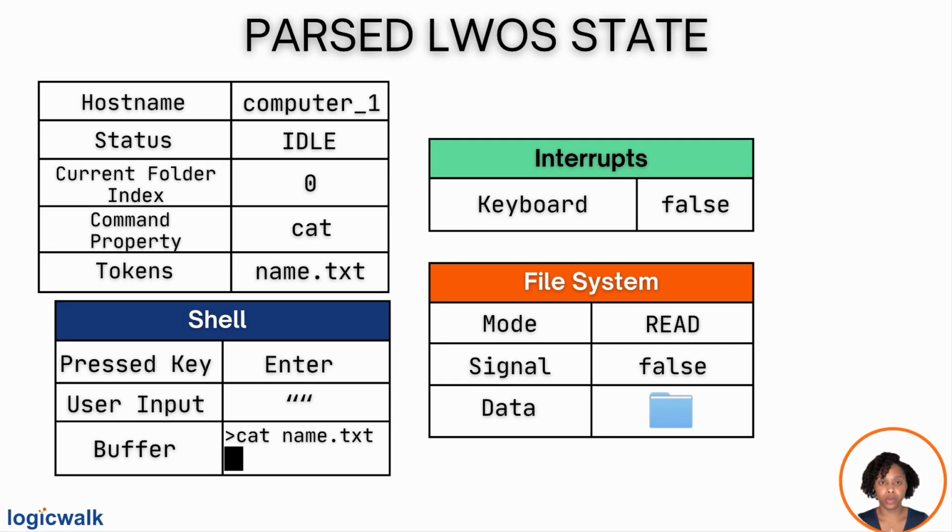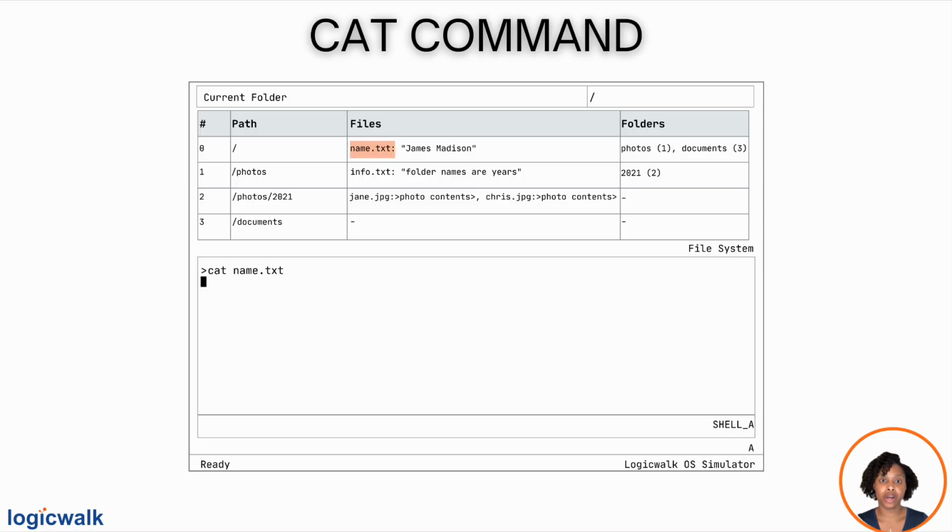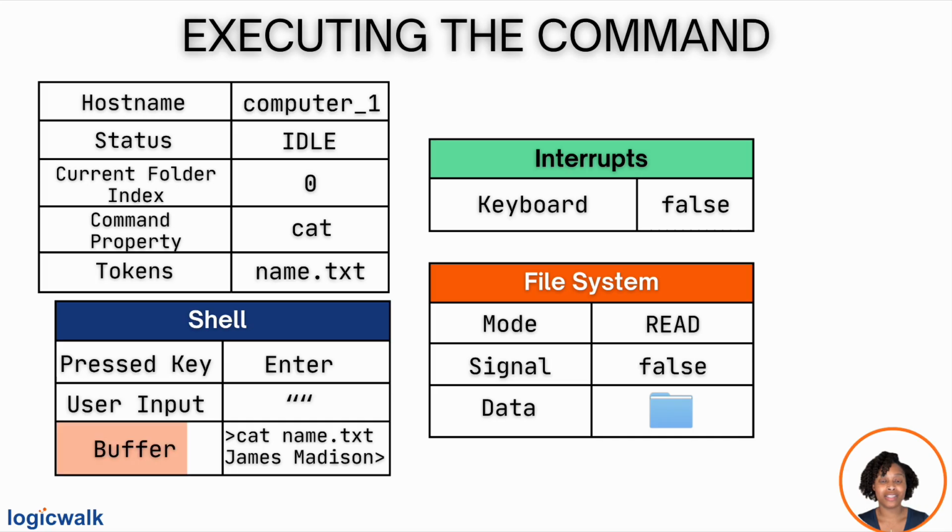The host name is computer1, the status is idle, and the current folder index is 0. The keyboard interrupt is set to false. The command property is now set to cat. The remaining token is name.txt, and the shell's user input is empty. Now the OS is ready to execute the command. The OS looks for name.txt in the current working directory, retrieves the value James Madison, appends it to the shell's buffer, and then appends a new shell prompt.